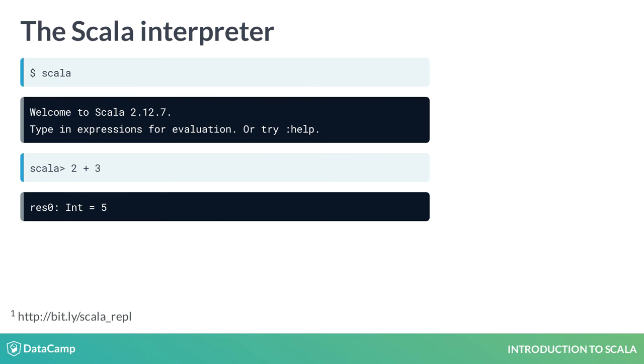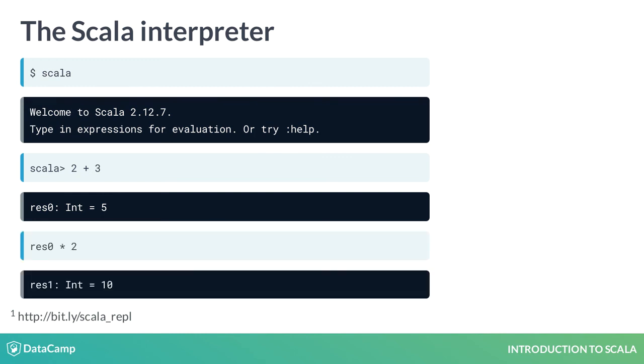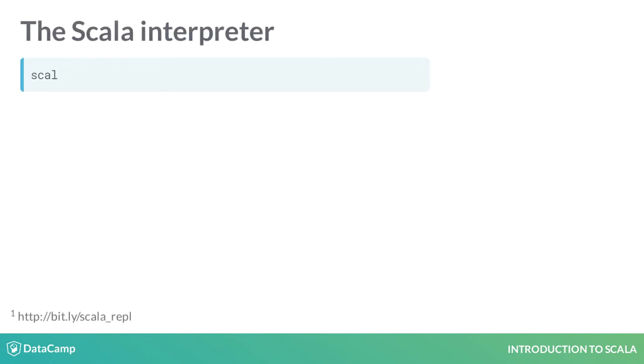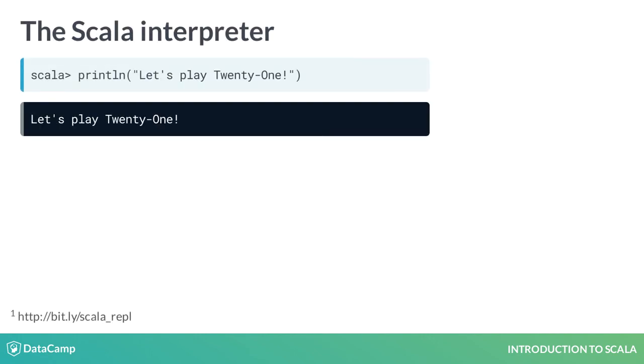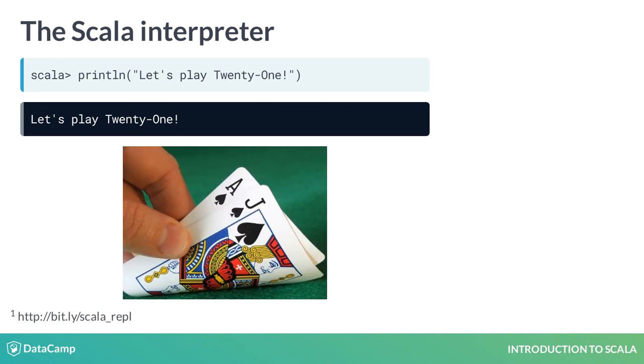Res0 can be reused. Multiplying it by 2, the interpreter prints res1, an int, equal to 10. The print line function with a string of characters in quotes prints to standard output. Playing 21 sounds fun.